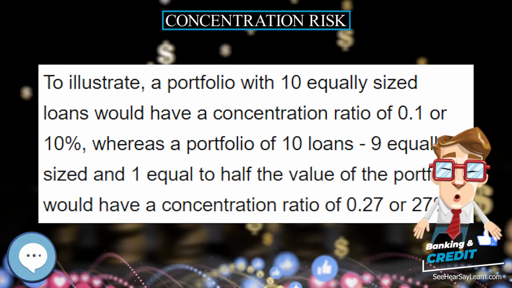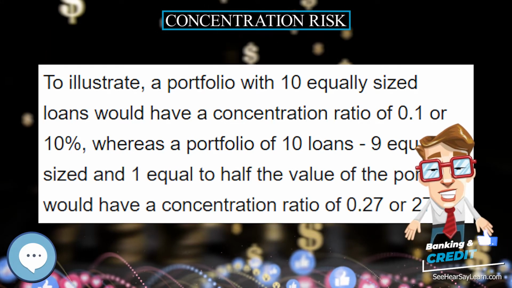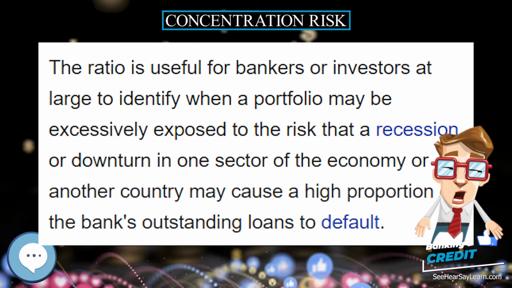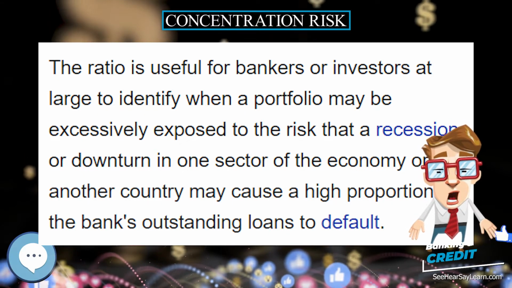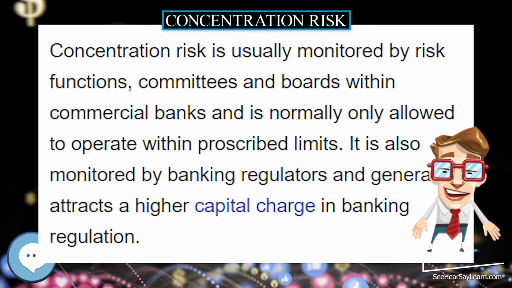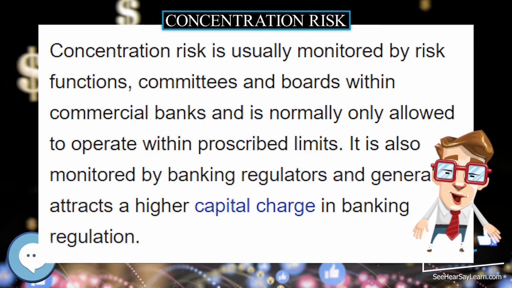Concentration risk can be calculated for a single bank loan or whole portfolio using a concentration ratio. For a single loan, the concentration ratio is simply the proportion of the portfolio the loan represents. For example, a $100 loan in a $1,000 portfolio would have a ratio of 0.1 or 10%.